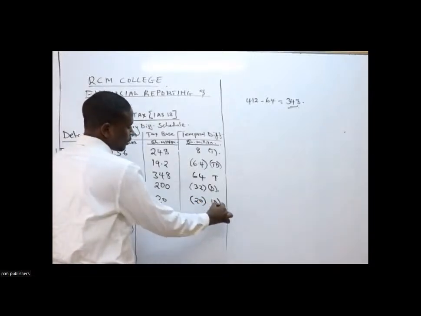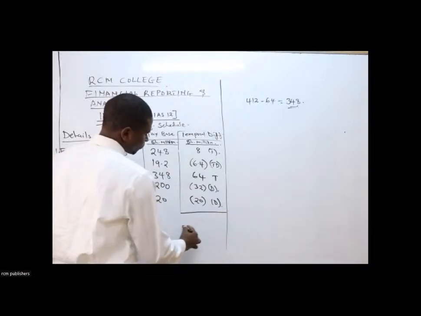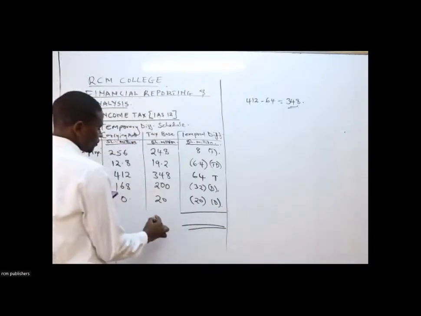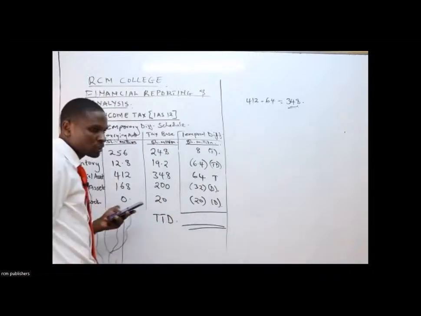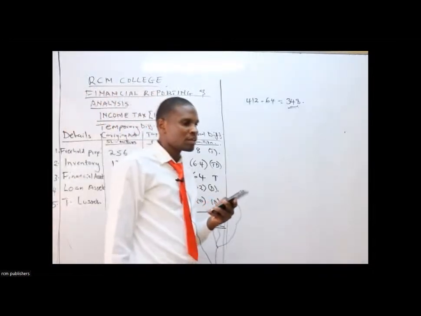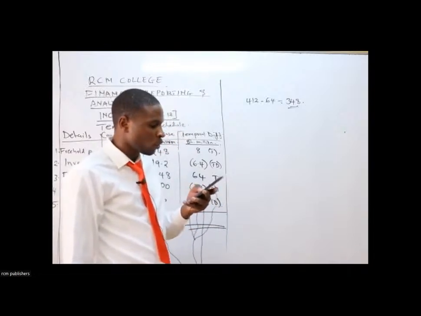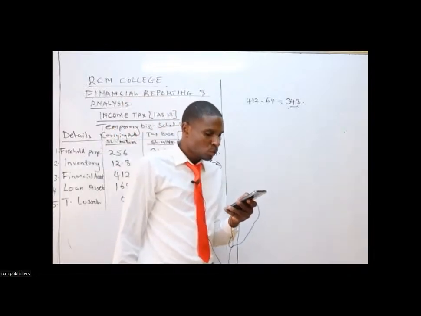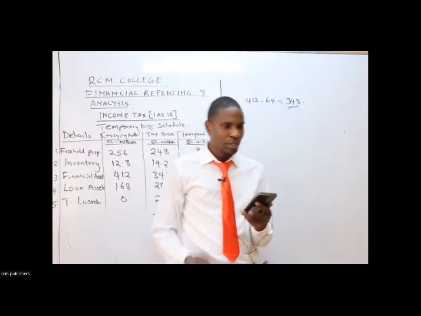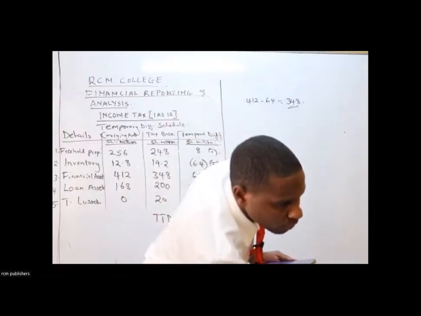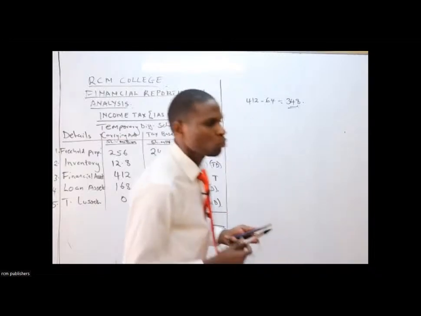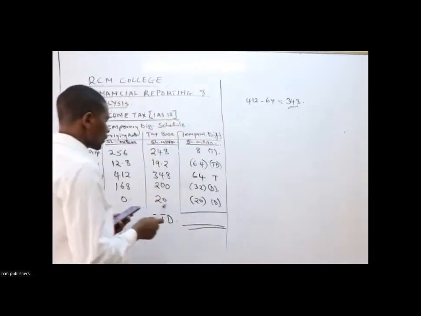What is our total temporal difference? Remember, our objective is to arrive at the deferred tax. What is our total temporal difference as far as that is concerned? Somebody can do the maths there to get the total temporal difference. Let's do that maths a bit.